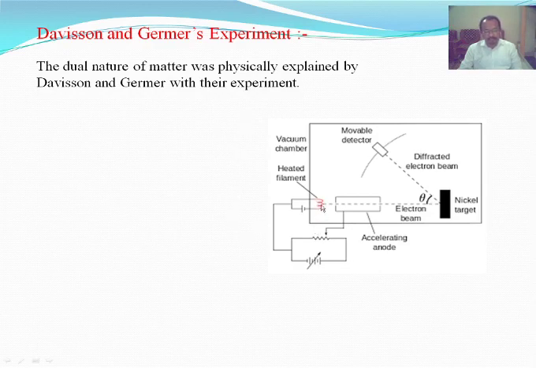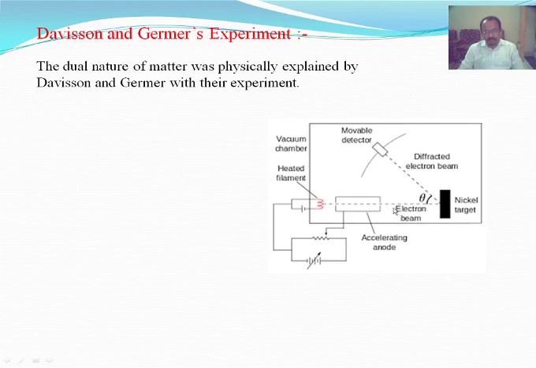Here is the heating filament. The electrons are generated here. Now here are the two plates which are acting as an anode. A potential is applied in between these two plates. Due to that potential, the electron gets applied a force, electric force, and due to that electric force, the electron gets accelerated. That accelerated electron emerges with a certain velocity and certain kinetic energy.